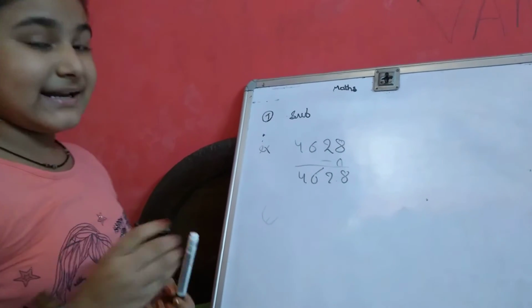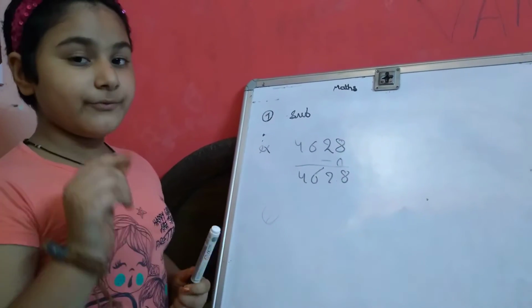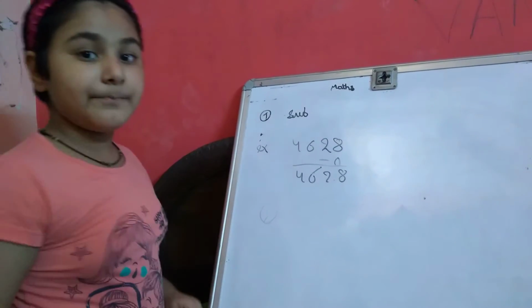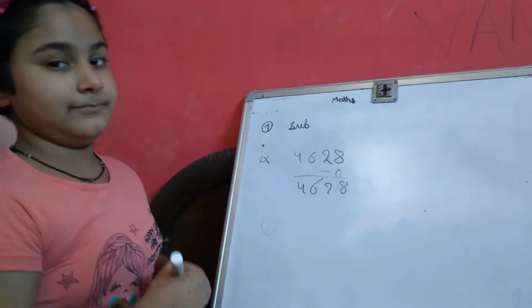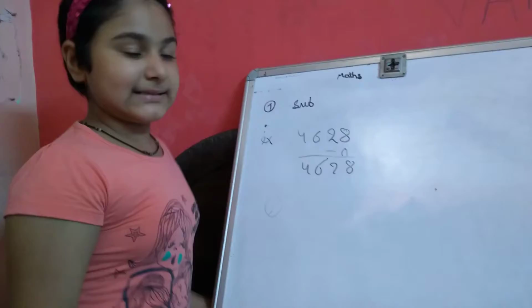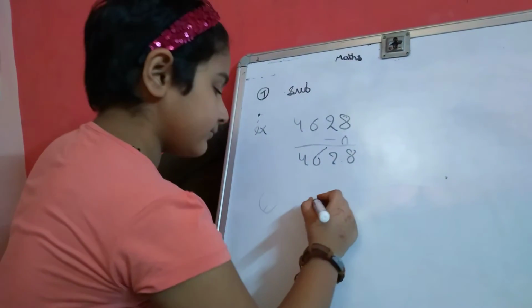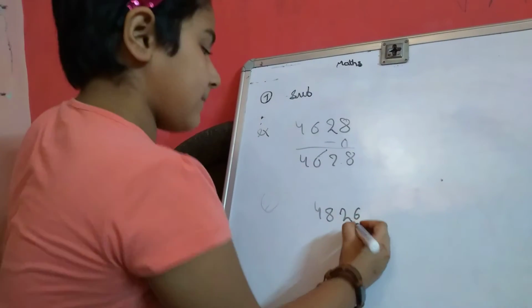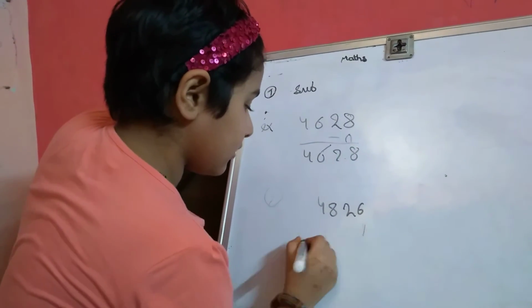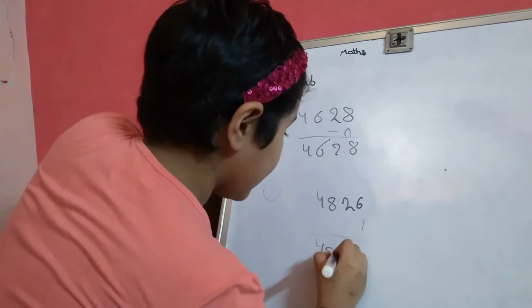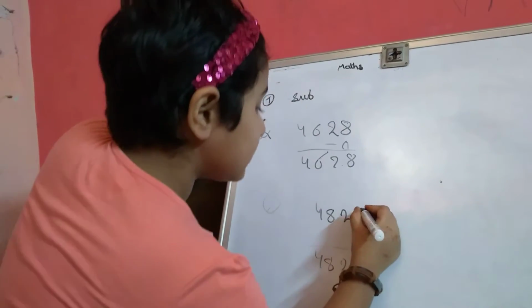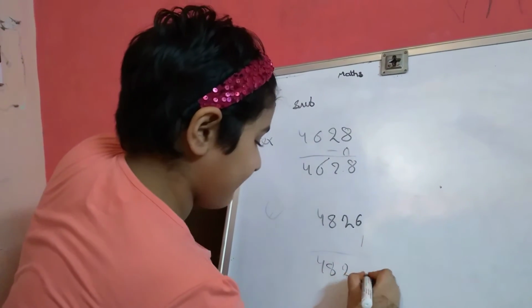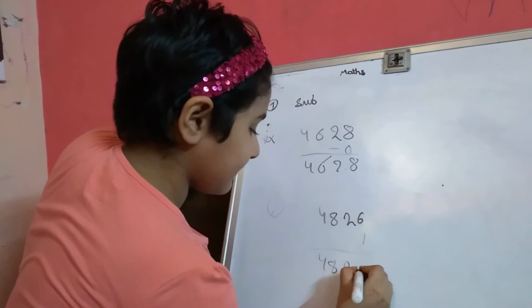Second, we subtract 1 from any number, so we get the predecessor. I give you an example, like 4826, and minus 1, so we get 4825. Okay.